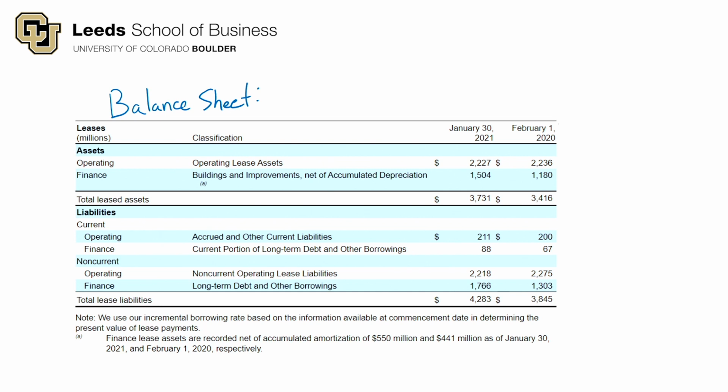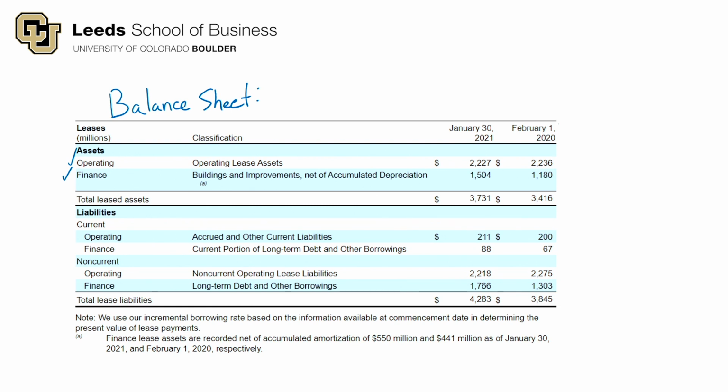Okay, and so this table is telling us where the leases are represented on the balance sheet of the company. And first, they'll start in the asset section. So Target actually has both types of leases. Remember, there are operating leases and there are finance leases. And Target has both types of leases. And when they lease an asset, they actually debit an asset account on their balance sheet.